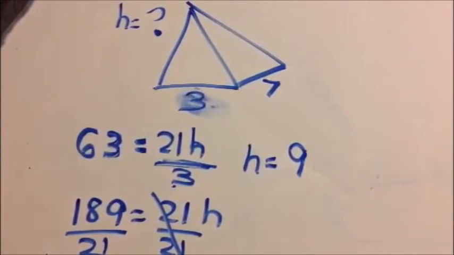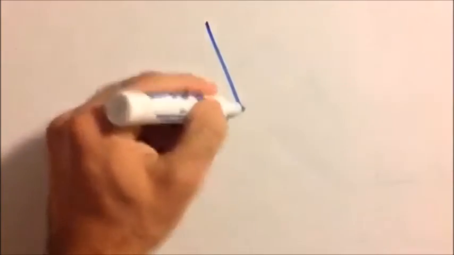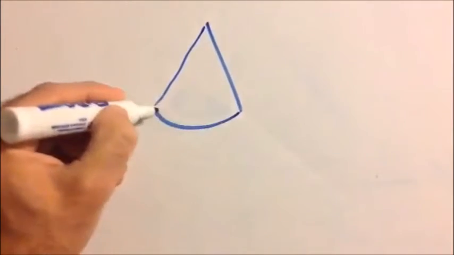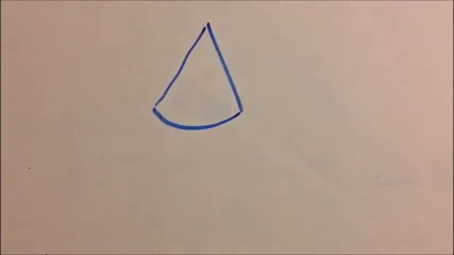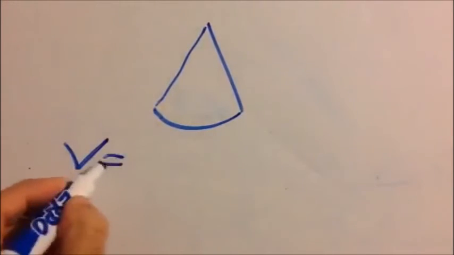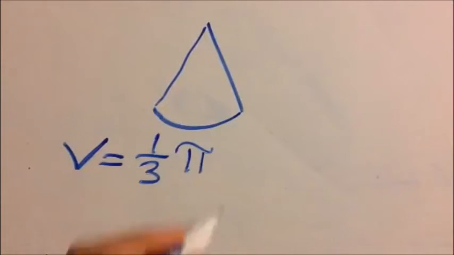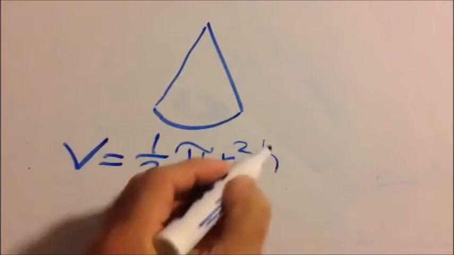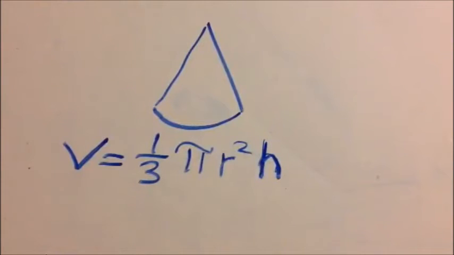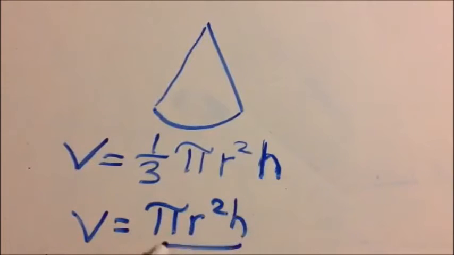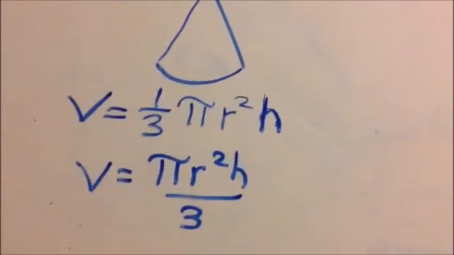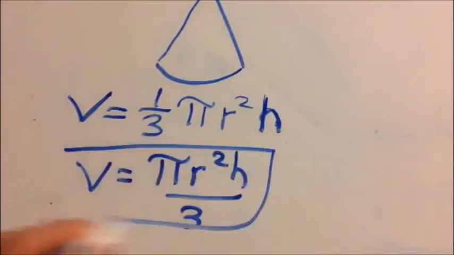Now let's look at cones. We did volume of pyramids, and now let's do cones. So let's make a little cone here. Here's our cone, ice cream cone, whatever it is. And the formula for the volume of a cone is 1/3 pi r squared h. We have to use the symbol pi. Now there's another way of doing it, you can do pi r squared h over 3. Whichever one you want. We have options.